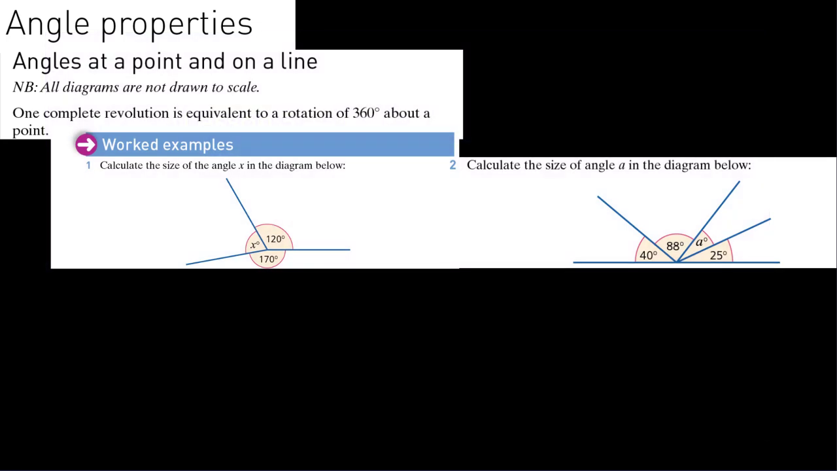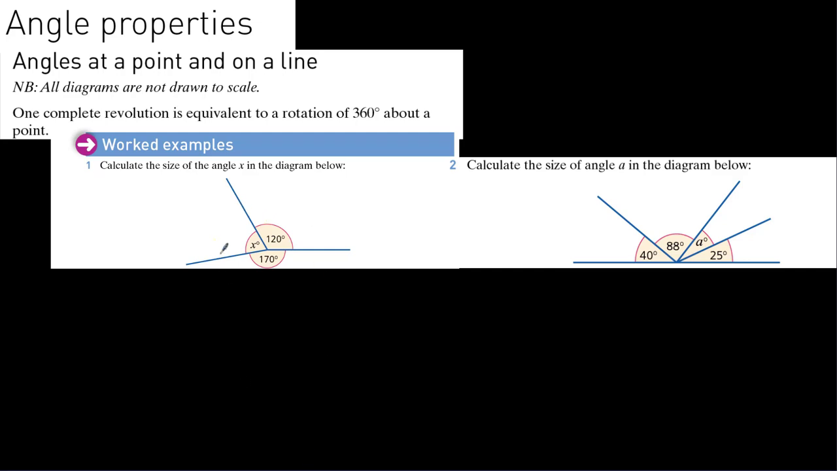Hi dear students, we are going to study about angle properties in this lesson, and angles at a point on the line. This is our main topic. Here one complete revolution is equivalent to 360 degrees. You know this one before.